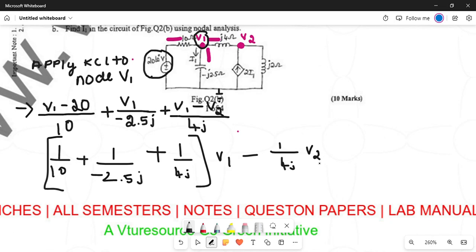That is why I'm telling you in the beginning itself, because as soon as they see this, everyone does this. What do you do? V1 has 1 by 10, V1 by minus 2.5j, and V1 by 4j. So you take V1 common and write 1 by 10 plus 1 by minus 2.5j plus 1 by 4j into V1, and here minus 1 by 4j into V2, equate it to 0, and do the simplification to get the equation.